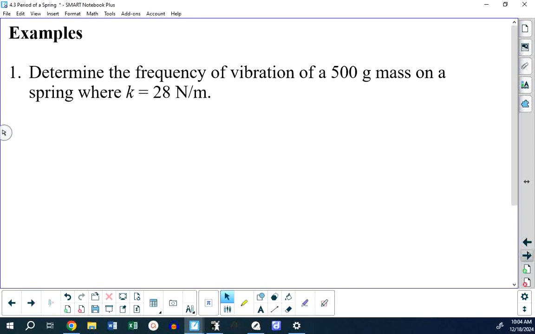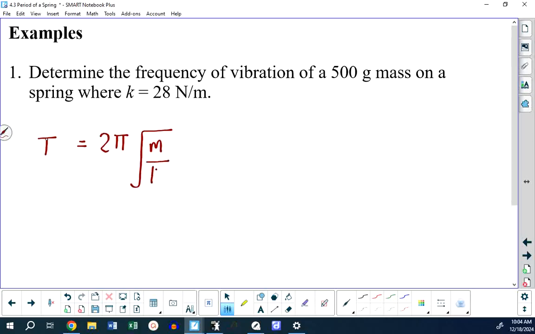So determine the frequency of vibration of a 500 gram mass on a spring with a spring constant of 28 newtons per meter. Well, we don't have a formula for the frequency, but we do have a formula for the period. And we also have a formula relating the frequency to the period. So once I find the period, I can just take the reciprocal of it and get the frequency.